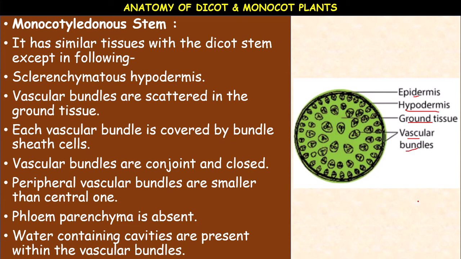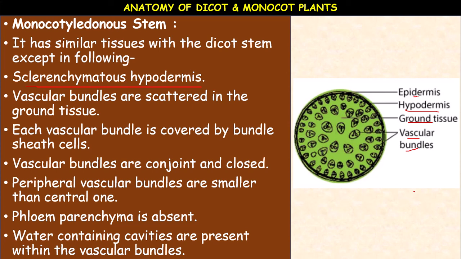Pith or medulla is made up of parenchymatous cells situated in the center of the stem, whereas pith is absent in the monocot stem. The ground tissue in dicot stem is differentiated into cortex and pith, whereas in monocot stem the ground tissue is not differentiated into cortex and pith. You won't find cortex or pith here. It is a monocot stem. Hypodermis is collenchymatous in dicot, whereas sclerenchymatous in monocot. So this is the characteristic feature of monocot, sclerenchymatous hypodermis.